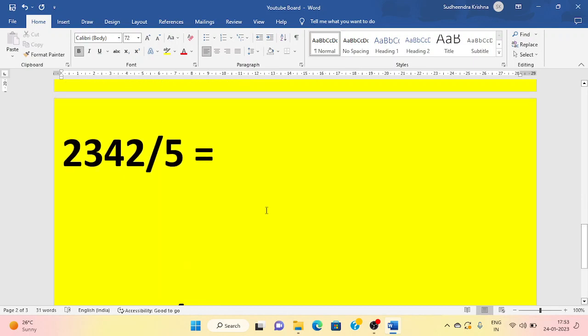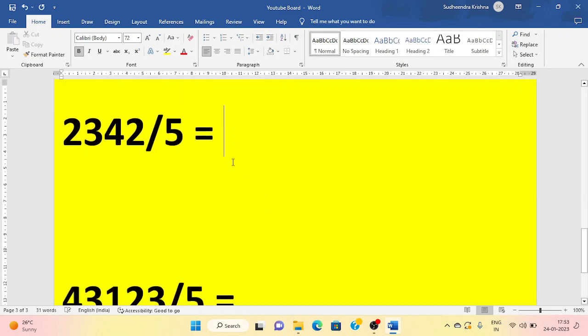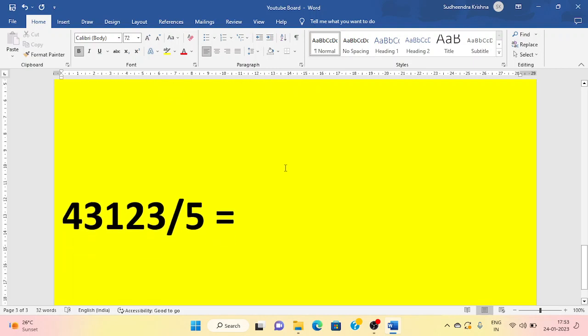Okay, now let us take a 4-digit number. For example, I am taking 2342. I am dividing 2342 by 5. So, first you multiply 2342 by 2. So, 2342 into 2 is equal to 4684. Now, from the right side, you leave one digit and put a dot. So, 2342 divided by 5 is equal to 468.4.